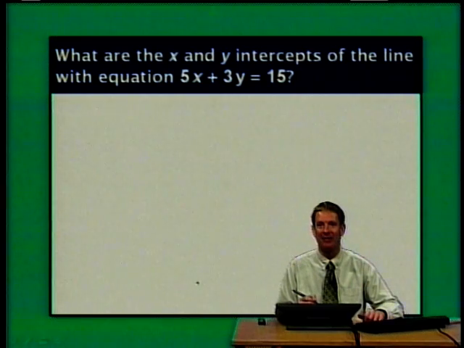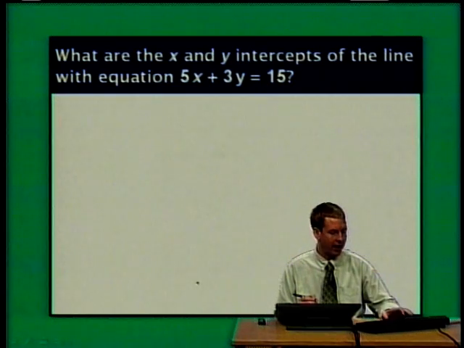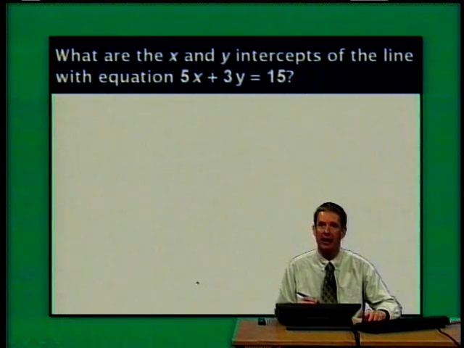One last example, and then I'm out of here. Let's get back to this intercept idea. What are the x and y intercepts of the line with the equation 5x plus 3y equals 15? Now, before I start writing, I am going to think, am I going to be able to do this in my head? If I replace x with 0, am I going to be able to solve for y in my head? Well, I am, so I'm going to go ahead and do that.